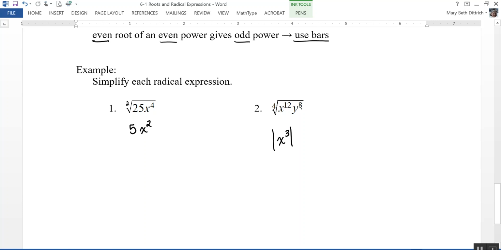Now let's evaluate the fourth root of y to the 8th. That's going to be y squared, because y squared times itself 4 times gives me y to the 8th. And I was taking an even root of an even power, but I got an even power as my answer, so I don't have to have bars. So my final answer is the absolute value of x cubed times y squared. So in this lesson, we took a look at nth roots and some of the rules that apply for those, and in particular, the rule about using absolute value bars.